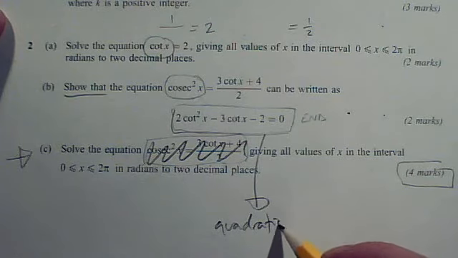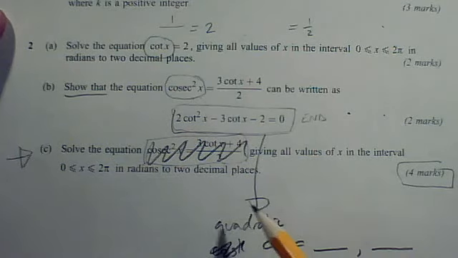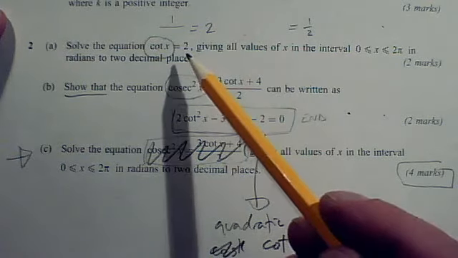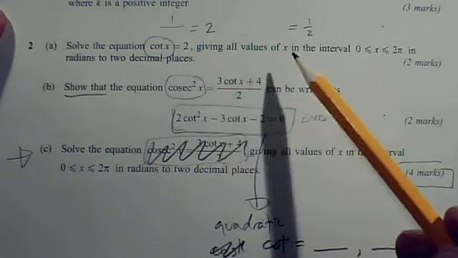So apply your standard method for solving quadratics, get 2 answers, which will be answers not for cos x, but for cot x. Cot x equals one thing, cot x equals another thing. It's a fair bet that one of those values will be 2, because part A must be there for a reason. So you've already got 2 solutions, probably from part A.